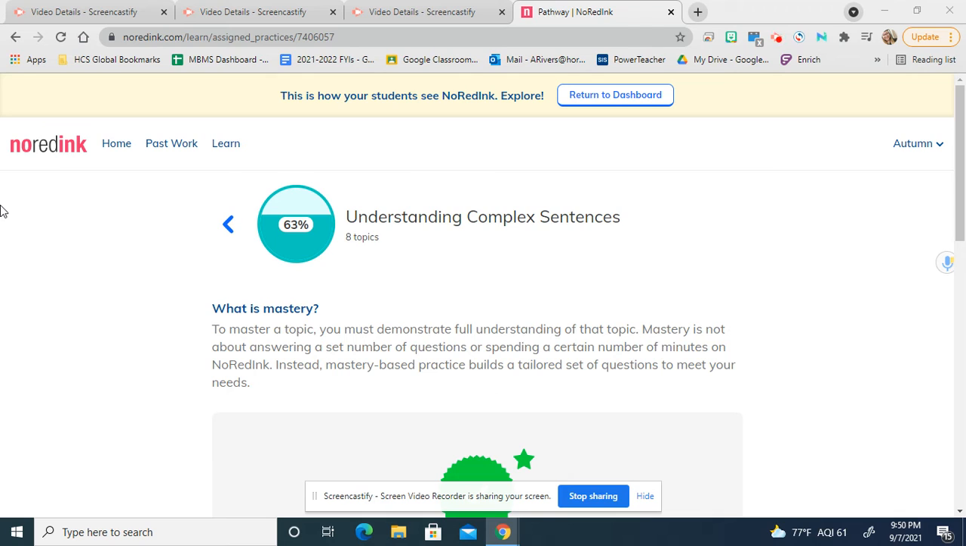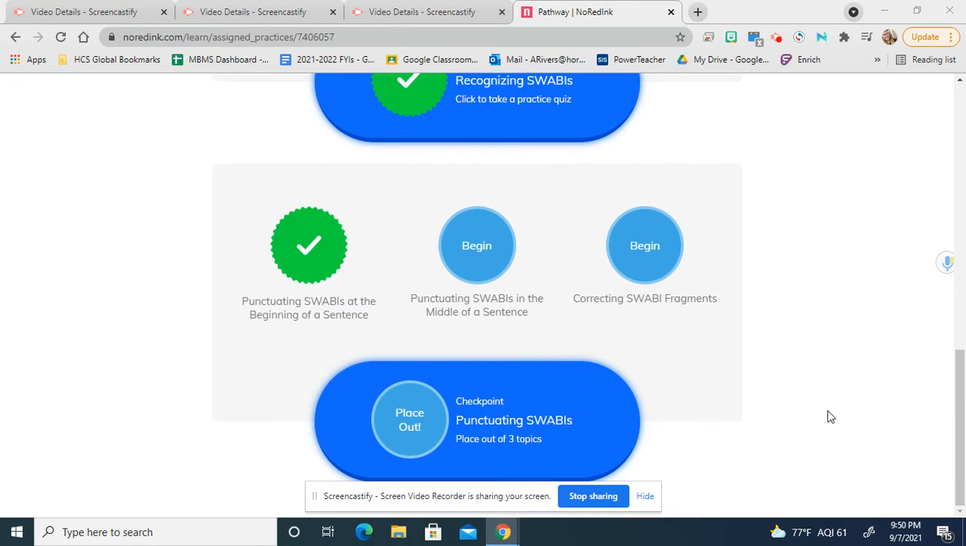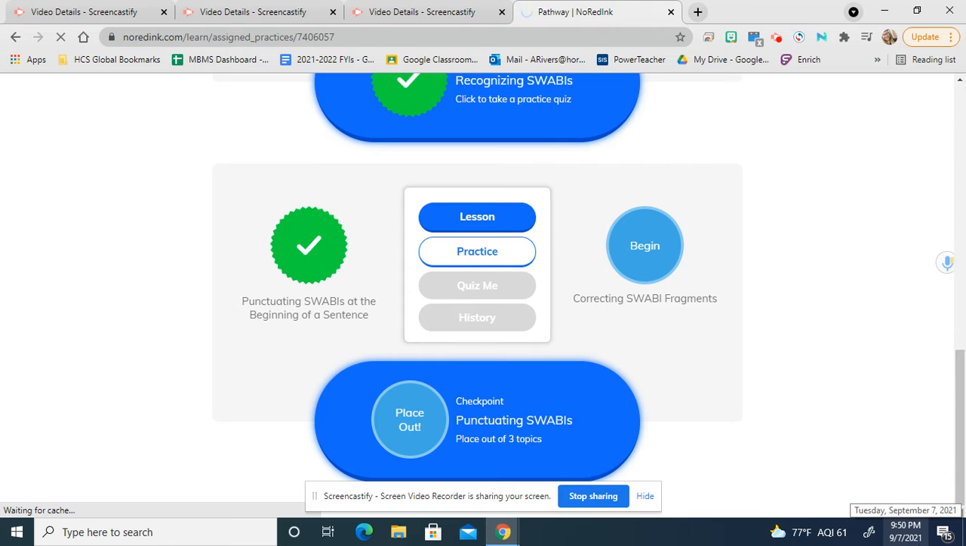All right, guys, we're going to keep going with understanding complex sentences. If you've been following along with me up to this point, you should be at about 63%, and you should have about 3 topics left to go. We just finished punctuating SWABIs at the beginning of a sentence. Now we're going to focus on how we should punctuate SWABIs when they show up in the middle of a sentence. So I'm going to hit begin, and I'm going to go to the practice.